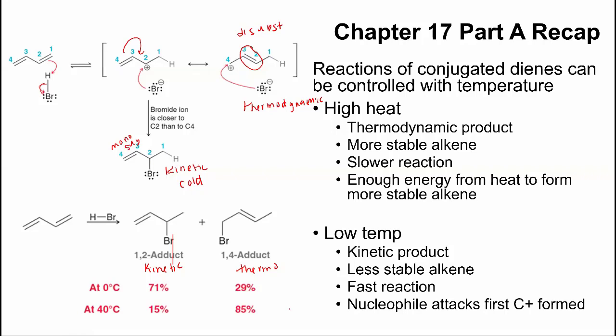So we have a way of favoring these reactions. If you want the 1,2 adduct, you make it cold. If you want the 1,4 adduct, you just warm up the reaction. Questions there?